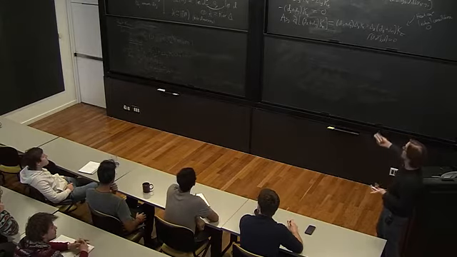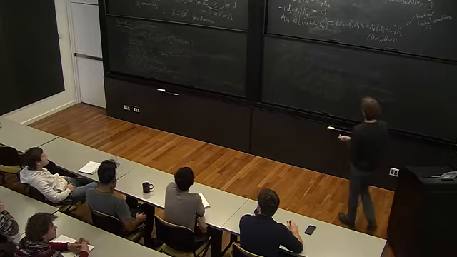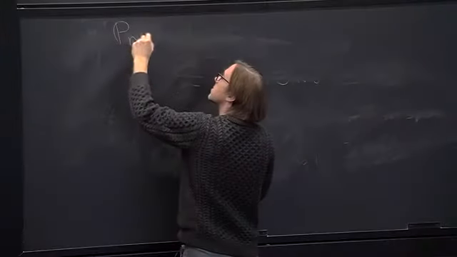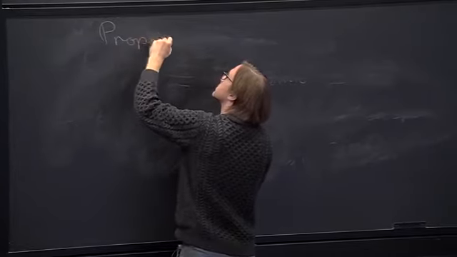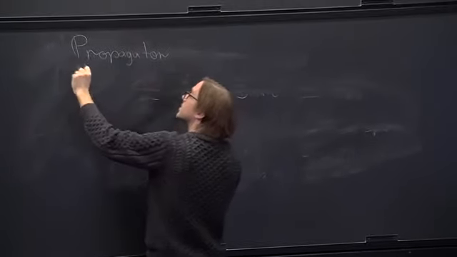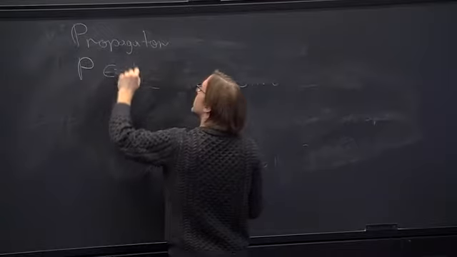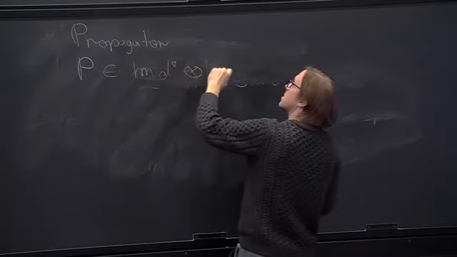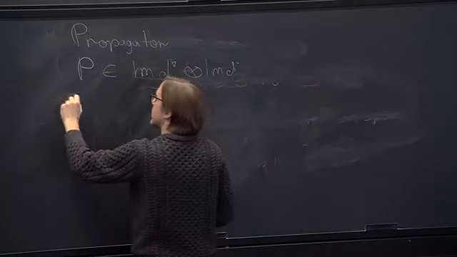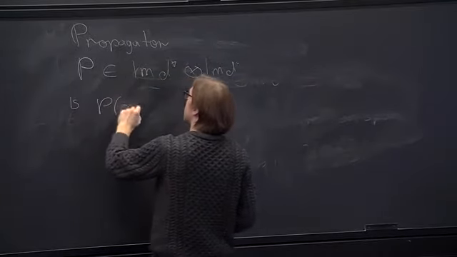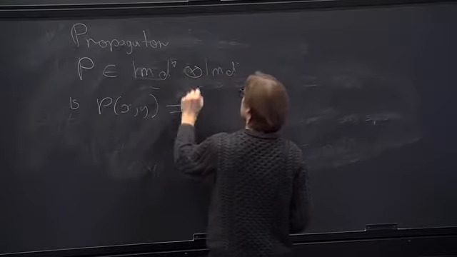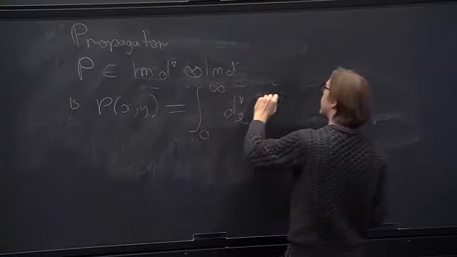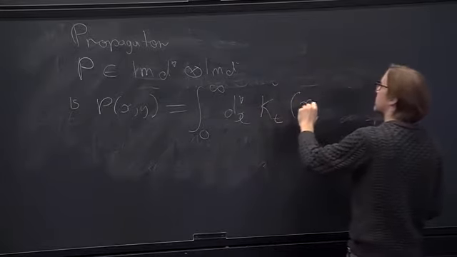Okay, so we want to calculate the propagator. So the claim is that the propagator P, which should be in MD star tensored with MD star, is P_xy equal to the integral from 0 to infinity of d star in the x variable times the heat kernel K_t(x,y).